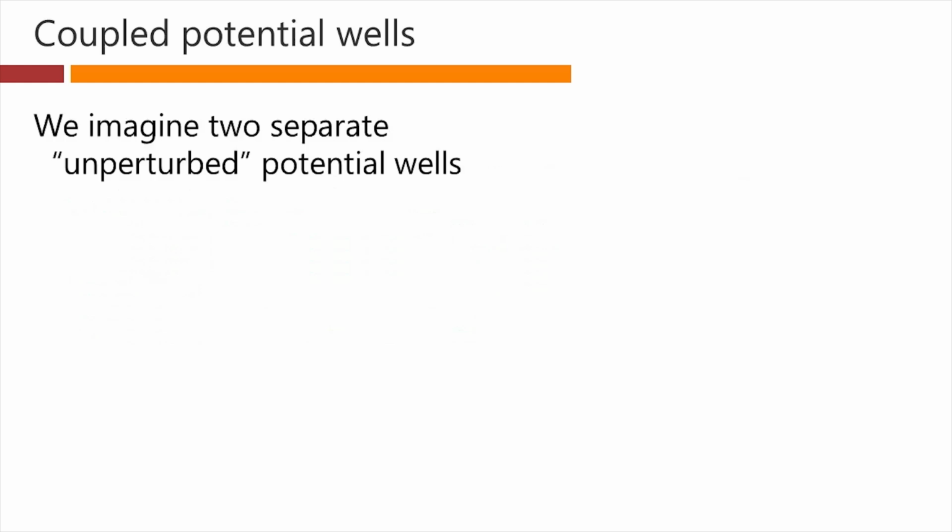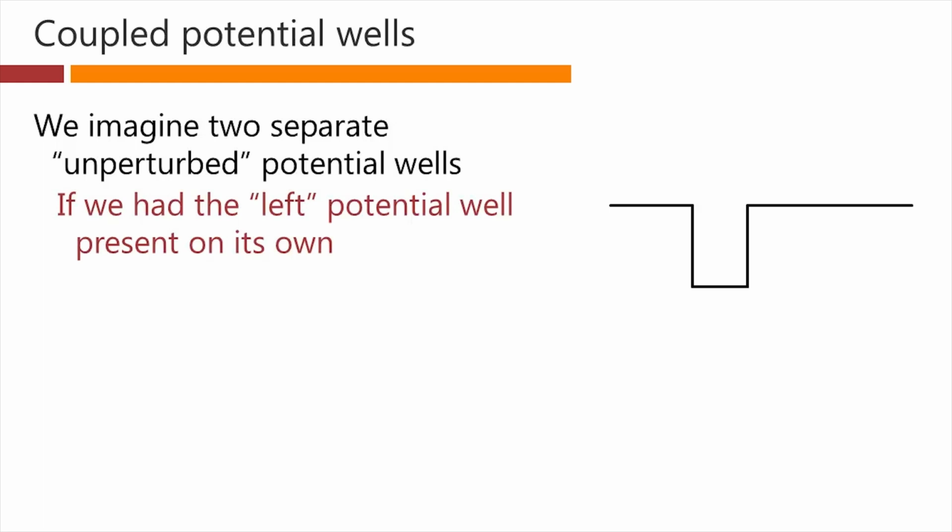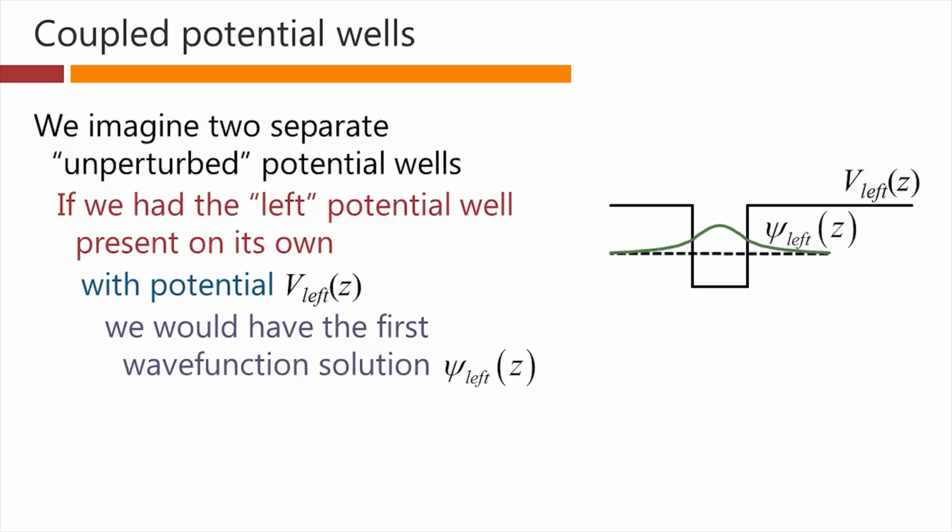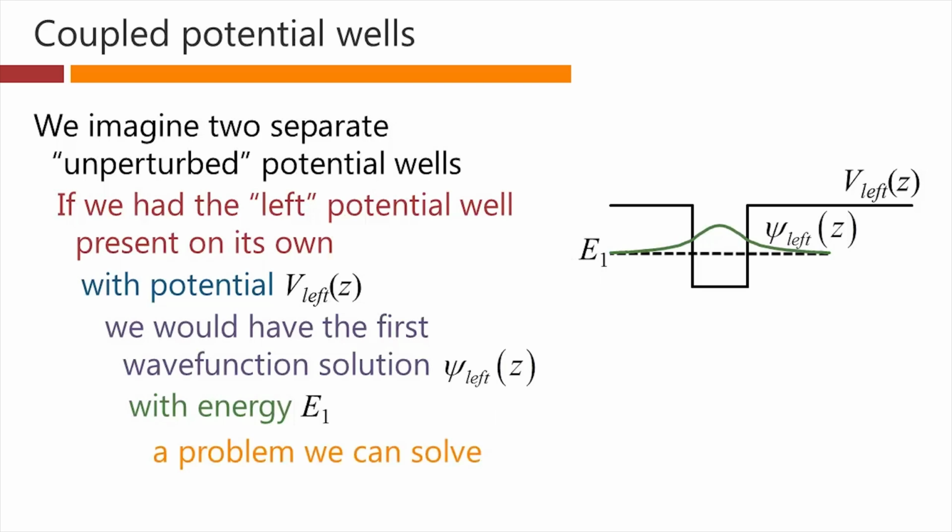So we imagine these two separate, what we'll call unperturbed potential wells. If we had the left potential well on its own, so just this well but no other one here, and we could have a potential for that, we'd call it V left of z, well, we would be able to solve this kind of problem. We'd have our first wave function solution here. We could call that psi left of z. And it would have some energy E1. And we know how to solve that problem. We've solved that one already.